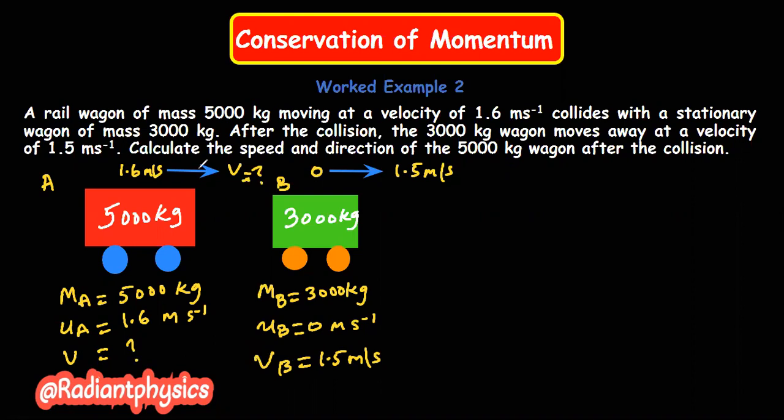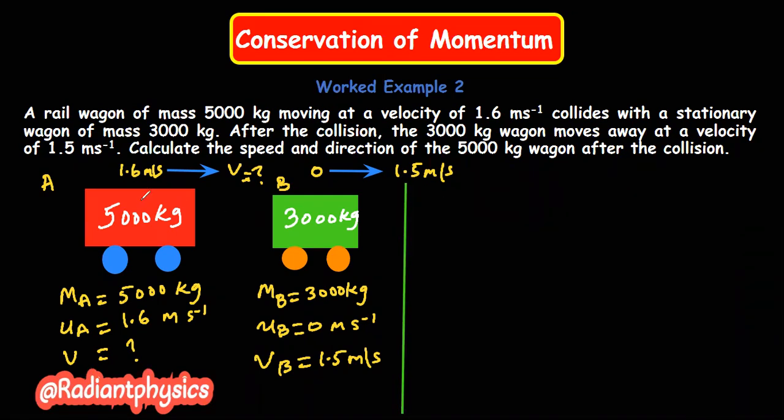So take a look at this question. We are going to calculate the speed and direction of the 5,000 kilogram wagon after the collision. So after the collision, they move towards the direction that is forward. So let's apply the principle of conservation of momentum, the equation. So we have our equation as this. Let me quickly divide the screen again for easy working.